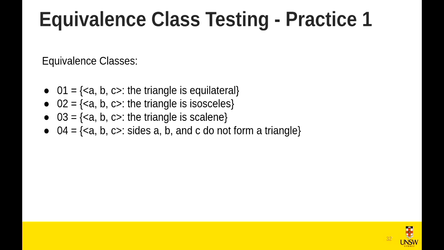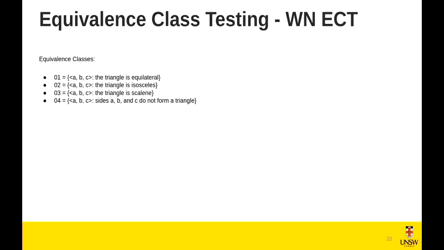The first one is the triangle is equilateral, and the second one is the triangle is isosceles. The third one is the triangle is scalene, and the last one is not a triangle. So let's first consider the weak normal equivalence class testing. So we have these 4 equivalence classes.